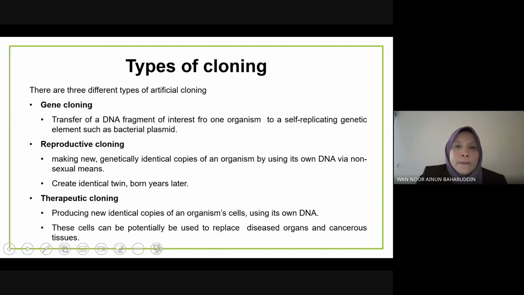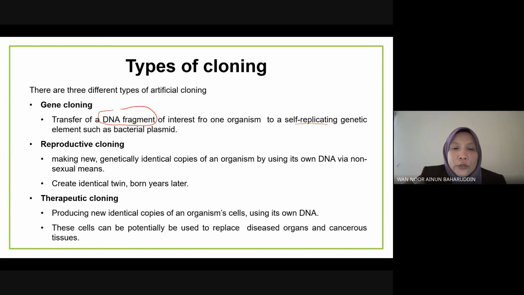So we do have a lot of types of cloning, from gene cloning, reproductive cloning, and therapeutic cloning. What are the differences between them? Gene cloning, they are having the DNA fragment from one organism. So daripada DNA fragment, they will self-replicate in, for example, a bacteria plasmid.